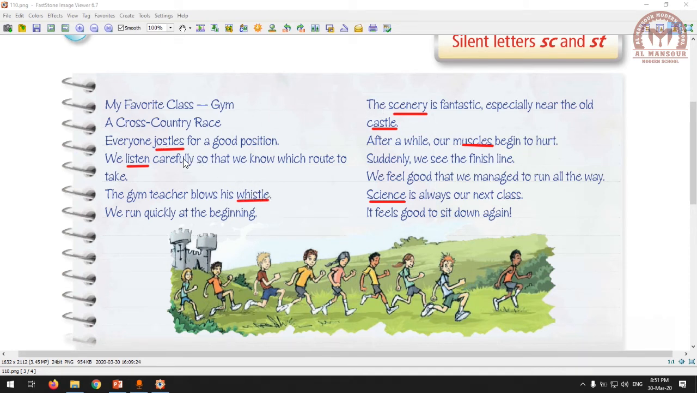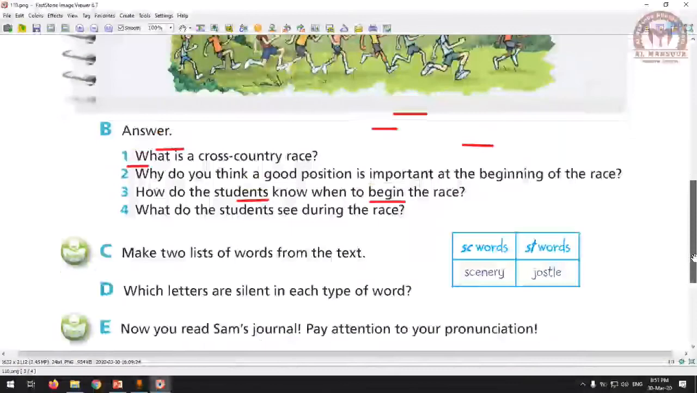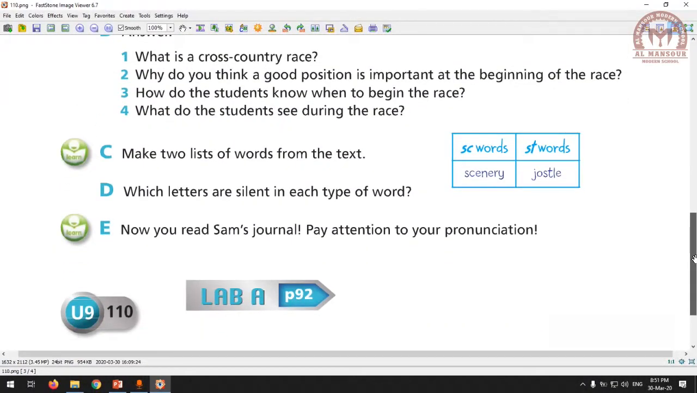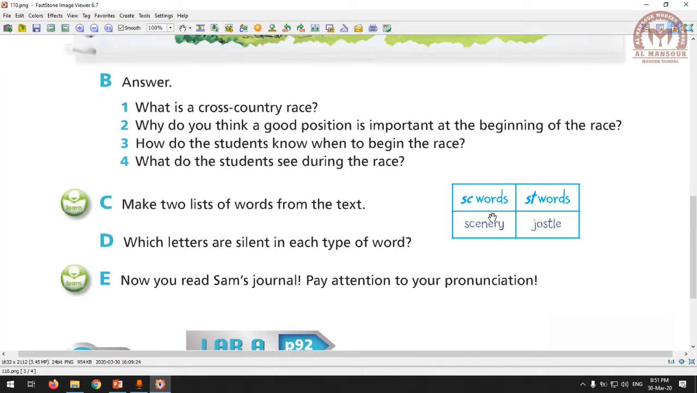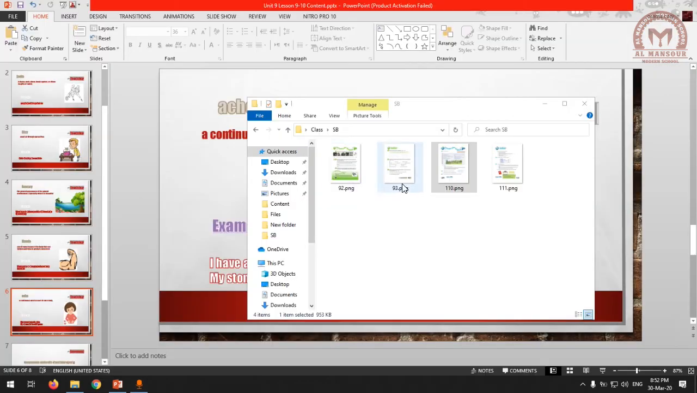Okay, I'm gonna say these words one more time for you, and you can repeat after me and pause the video. Okay, jostle, listen, whistle, scenery, castle, muscles, science. Okay, let's go to the second exercise. You're gonna write down the words that have SC or ST, okay? And you're gonna pick which one of these has silent letters. After you finish, I want you to open your language activity book on page 92.